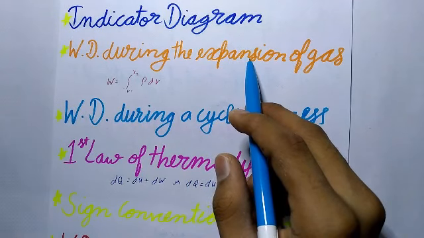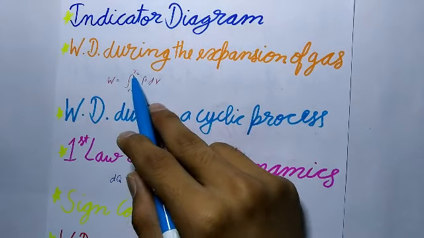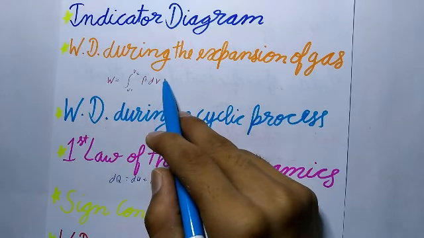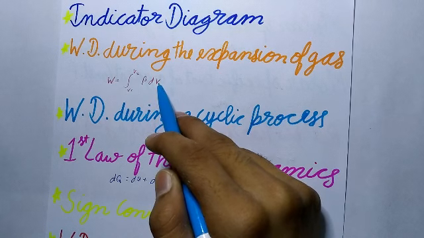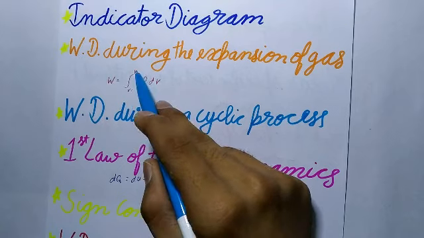When the volume of a gas changes from V1 to V2, the work done is equal to the integration of P dV, which is equal to the area enclosed between the PV curve and the volume axis, and this limit is from V1 to V2.